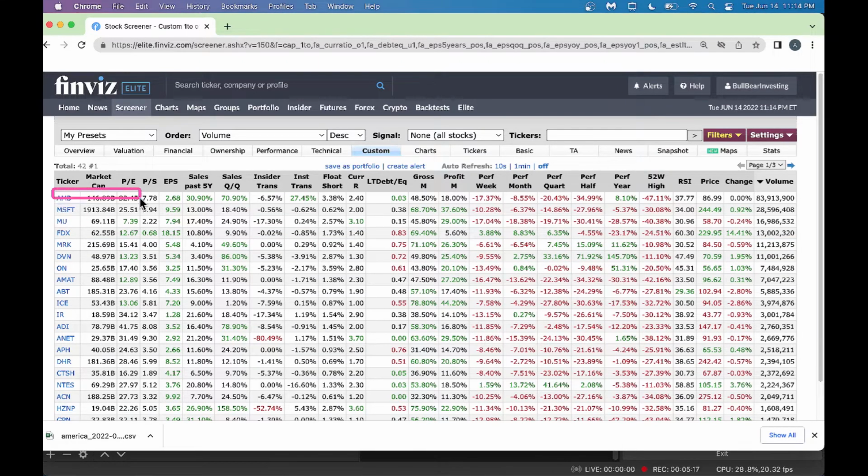I love AMD, and as you scan through AMD here, this platform also gives you the insider and institutional data. Look, we got nice institutional buying. AMD has got a nice 24.5% institutional buy.